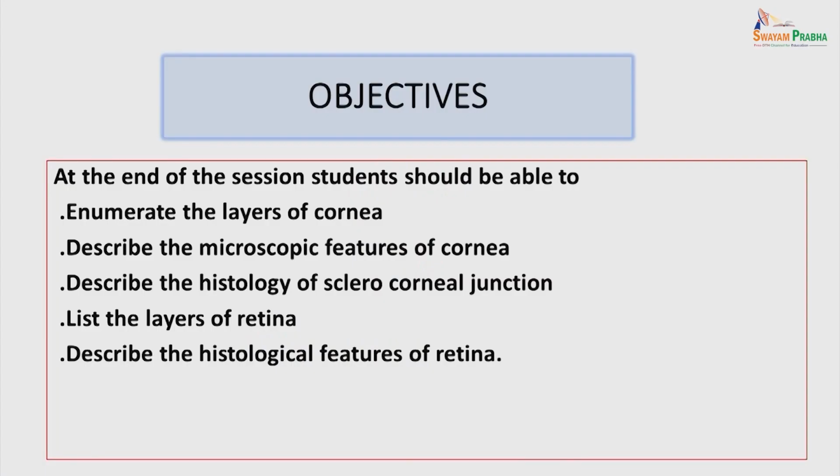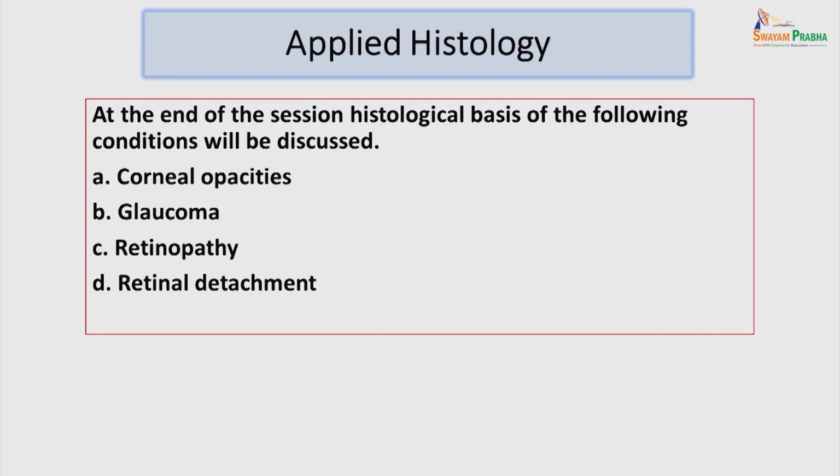Today's topics for discussion are histology of cornea, sclerocorneal junction and retina. Objectives are here. At the end of the session, the students should be able to enumerate the layers of cornea, describe the microscopic features of cornea, describe the histology of sclerocorneal junction, and describe the histological features of retina. Regarding the applied histology, the histological basis of the following conditions will be discussed: corneal opacities, glaucoma, retinopathy and retinal detachment.